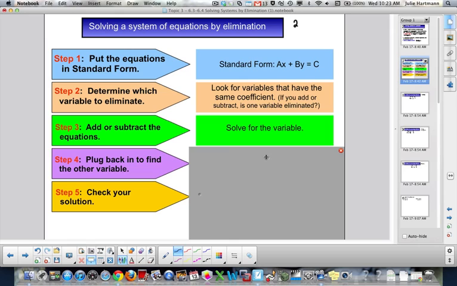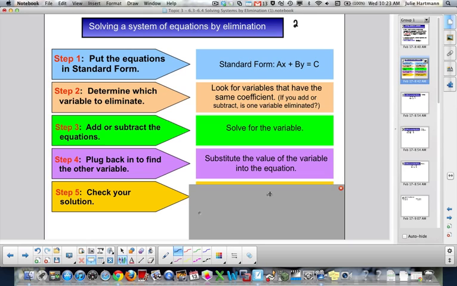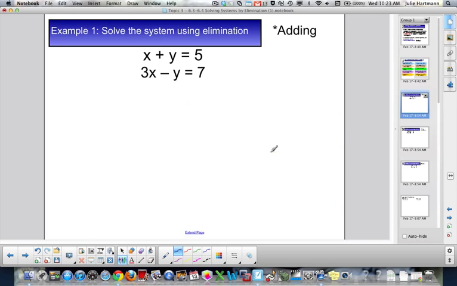Next, you would add or subtract and solve for the variable. Then you plug back in. That's the same as the last topic too. Once you have one variable, you plug it back in to find the other, and you check in both equations. Okay, so let's see what this looks like.